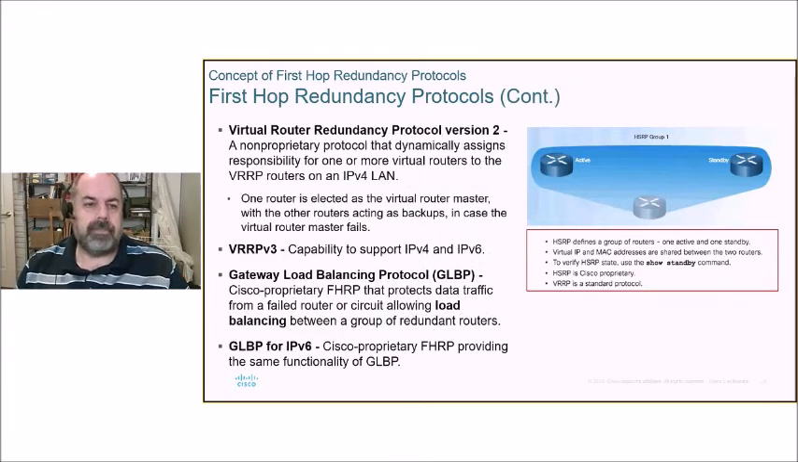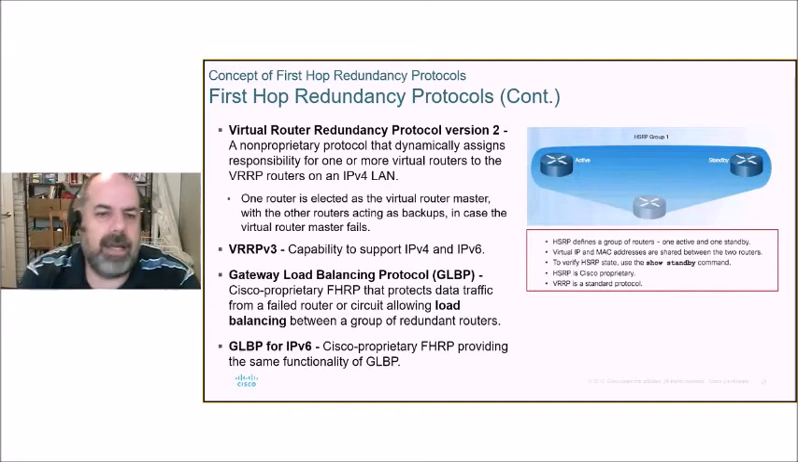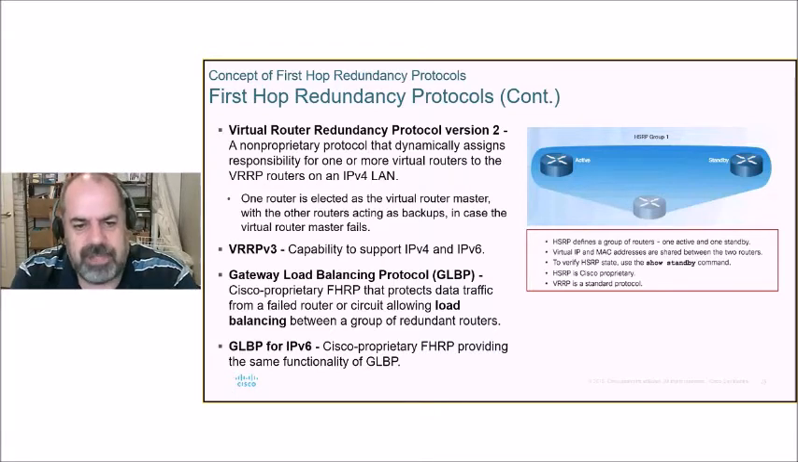Okay, now there is VRRP version 2. Virtual Router Redundancy Protocol is a non-proprietary protocol that dynamically assigns responsibility for one or more virtual routers to the VRRP routers on an IPv4 LAN. One router is elected as the virtual router master, with the other routers acting as backups in case the virtual router master fails. There is a version 3 which is compatible with IPv4 and IPv6. There are other protocols as well.